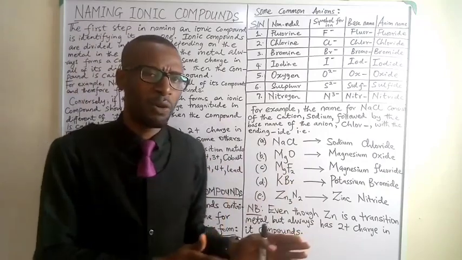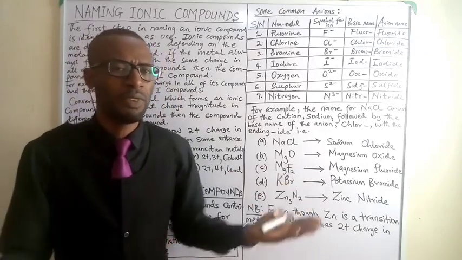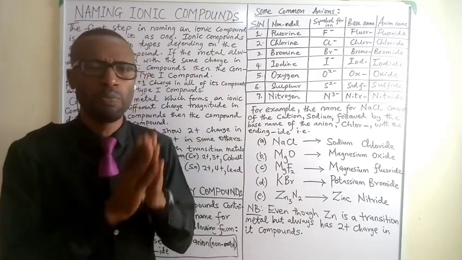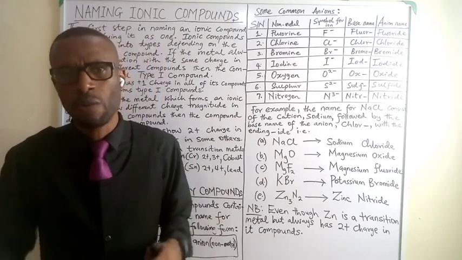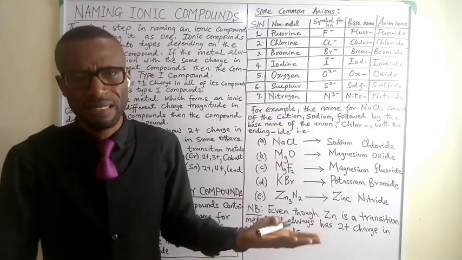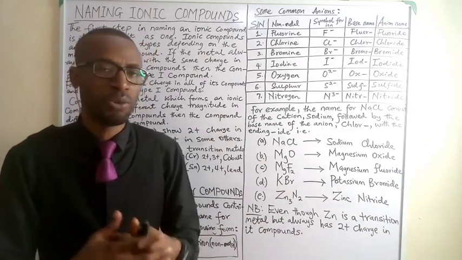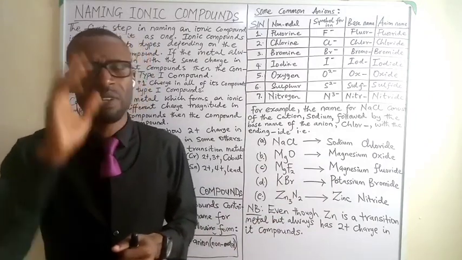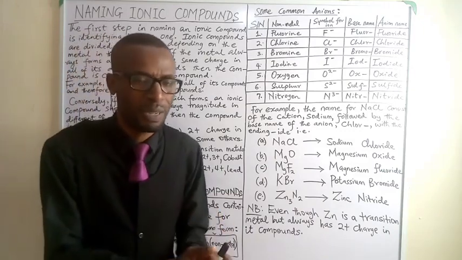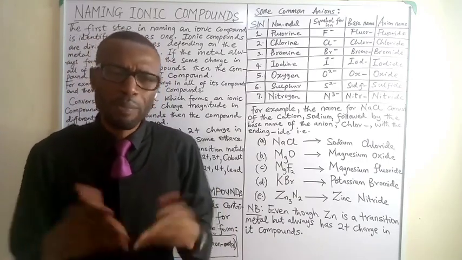Remember, in type 1 ionic compounds, you're talking about main group metals that don't show variable oxidation states. So in all their different ionic compounds, they only show a particular charge. Sodium +1, magnesium +2, aluminum +3 in all their compounds, that is type 1. But transition metals show variable oxidation states. So in their different ionic compounds, you have the same metal having different charges or showing different oxidation states. When you have an ionic compound whose metallic component is a transition metal, then ultimately you have what we call a type 2 ionic compound. I believe it's clear.